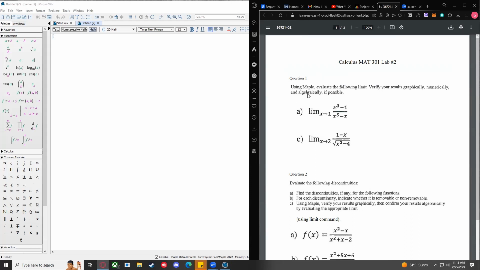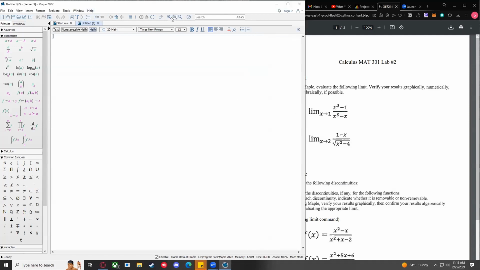Well, question 1 here asks us to use Maple and evaluate the possible limit, and to verify our results graphically, numerically, and algebraically. And so we're going to be finding the limit using these 3 methods: graphically, numerically, and algebraically. And so when we get started, you can say that this is our Lab 2 sample.